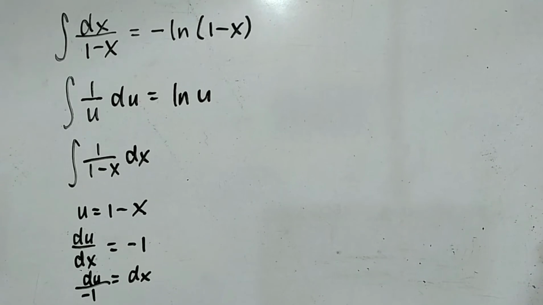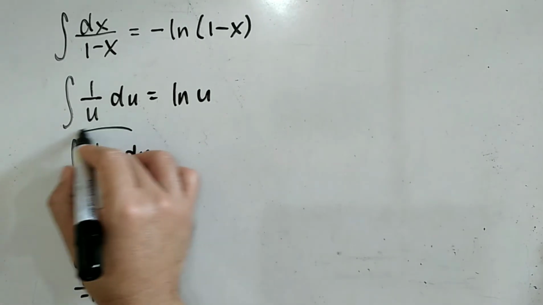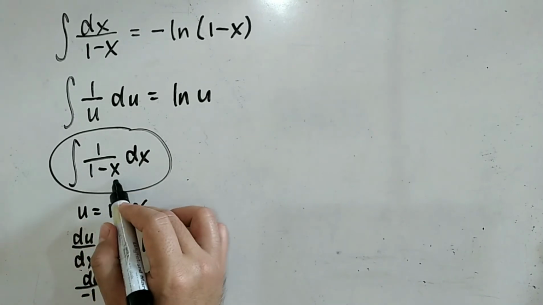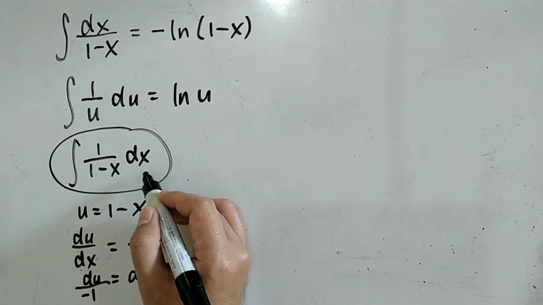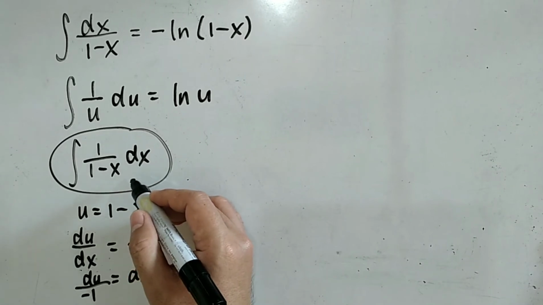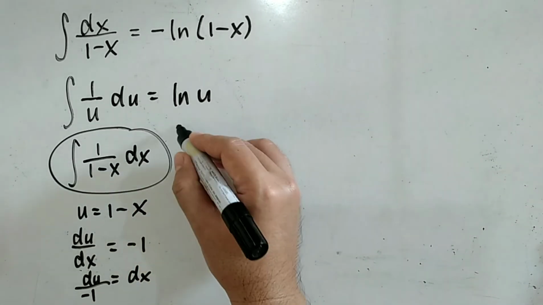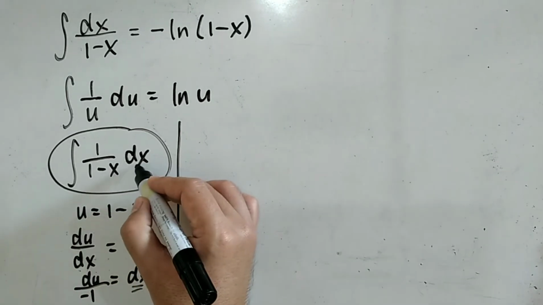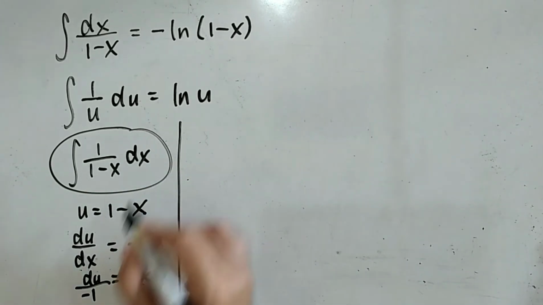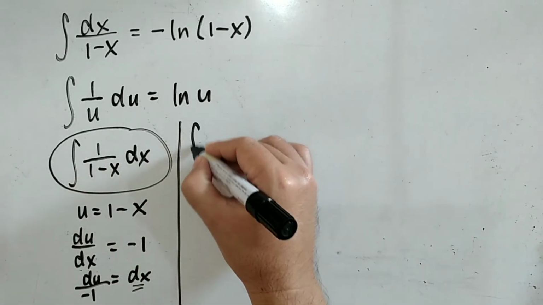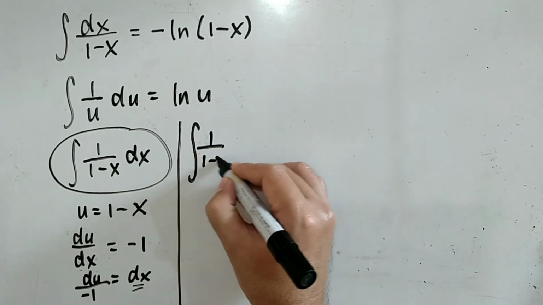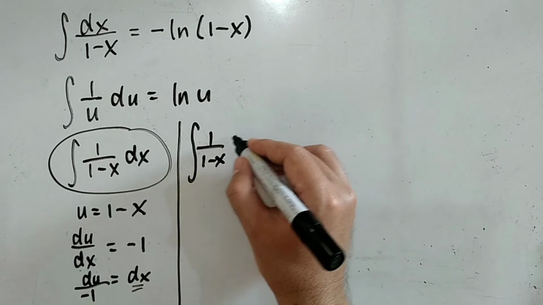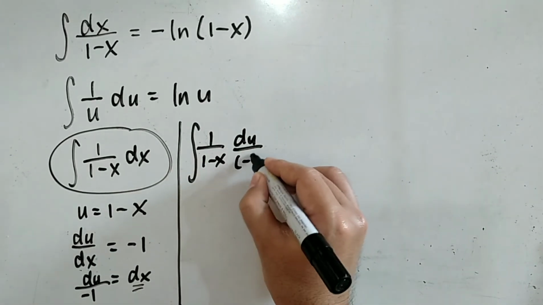Now we go back to our integral of 1 over 1 minus x dx. This is the one we have on the right side of our equation. And as you can see, we have here a value of our dx, and the value of our dx is du over negative 1. So we simply substitute this value to our dx here. We have now integral of 1 over 1 minus x, and our dx is du over negative 1.